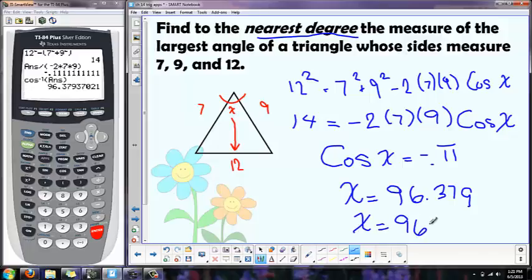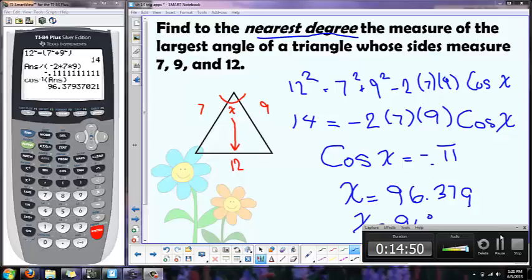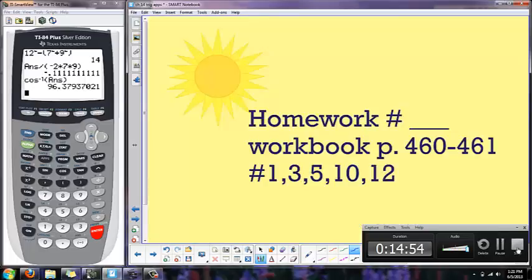Alright, so hopefully you didn't think that those were that bad. Pretty much all you're going to do is either solve for a missing angle or a missing side. And here are your homework questions, and there you go.